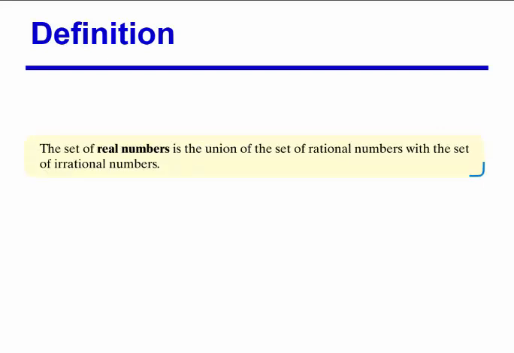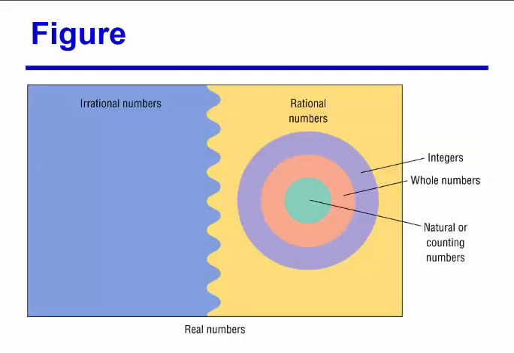Now the set of real numbers is the union of the set of rational numbers with the set of irrational numbers. So here we can see the real numbers, the irrational numbers, and then the rational numbers. Within the rational numbers, you have the integers, you have the whole numbers, and then you have the natural or counting numbers.